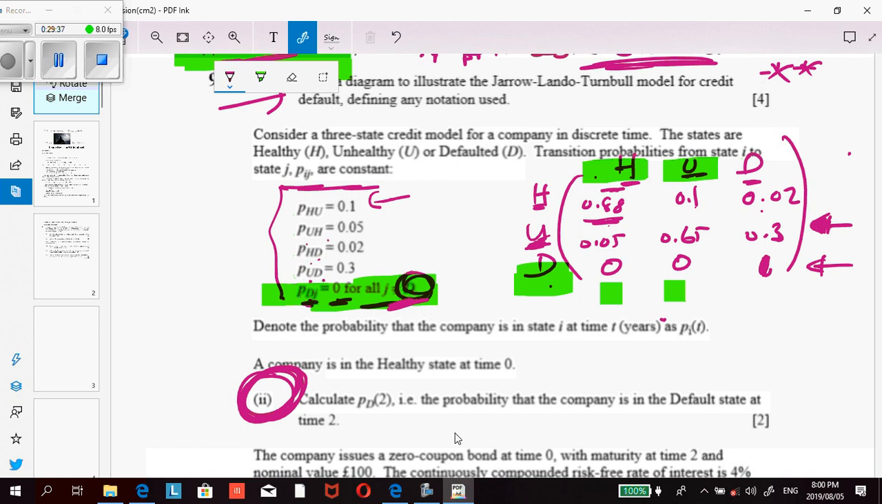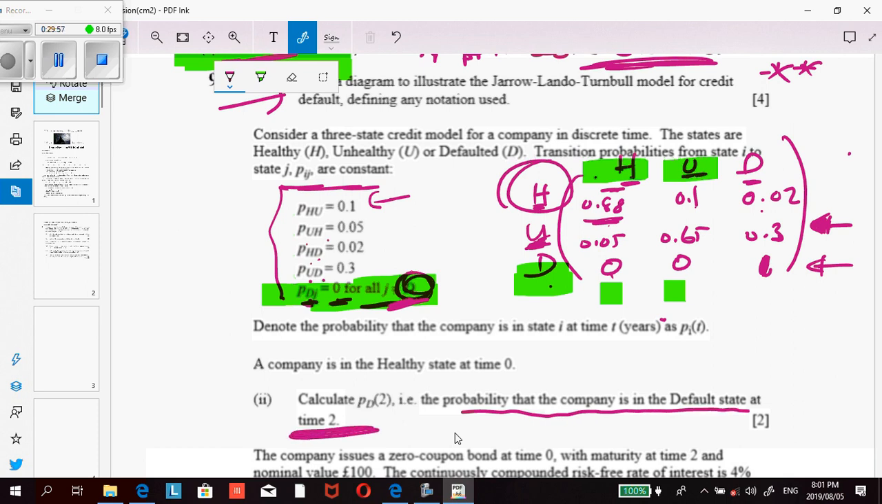matrix. Now, they are saying here, the company is in the healthy state at time 0. So at time 0, we are in the healthy state. Now calculate your PD2, which is the probability that the company is in the default state at time 2.